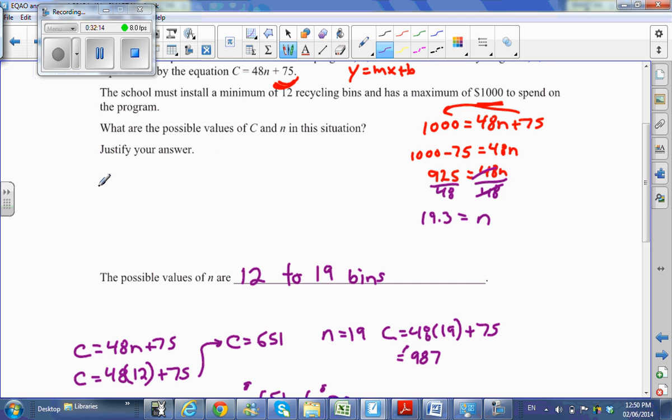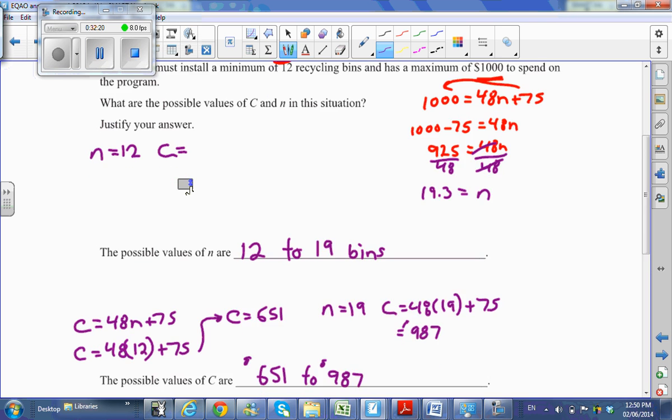Okay, so if you want to use 12, we could say the n is 12, and the cost would be 651. Or we could say n equals 19 bins. The cost would be 987. Now we could also put in some other ones. Maybe go with n equals 15 and see what the cost is. Okay, and maybe it'd be nice if we summed it up with a little therefore statement. So therefore some possibilities would be, 12 bins would cost 651, 19 bins would cost 987, and 15 bins would cost whatever the 15 bins would cost.